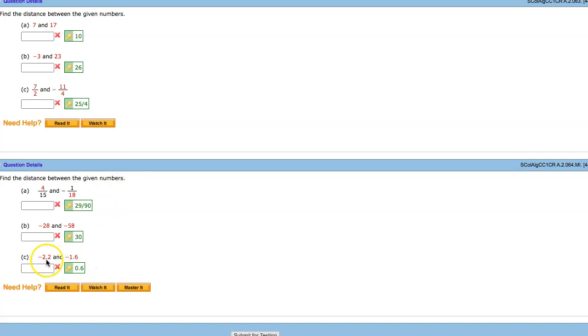And like if neg 2.2, I'll do this one though. Neg 2.2, and if you minus a negative, that's plus 1.6. If I'm $2.20 in the hole, but I gain 160, I'm still 60 cents in the hole, but I take the absolute value. That's 60 cents. I just want the distance. Okay?